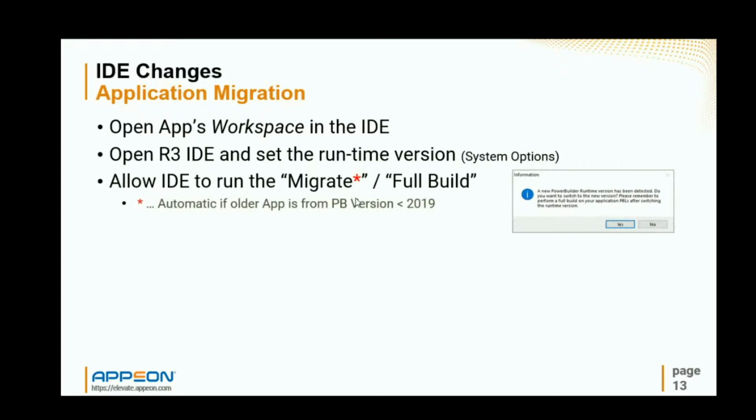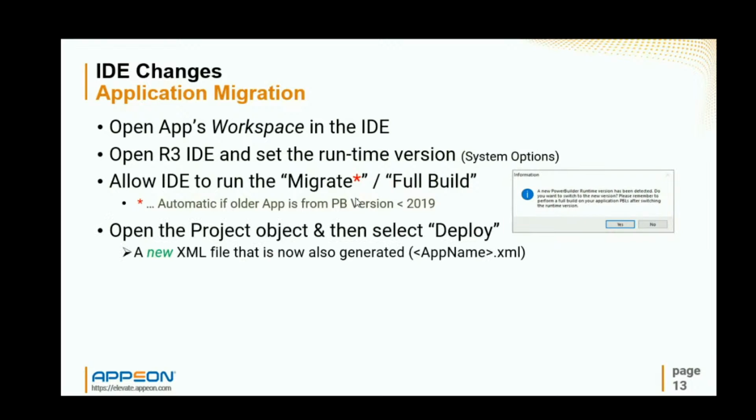Notice that if the application is less than build 2019, say for example you're coming from PowerBuilder 2017 or an earlier version of SAP Sybase PowerBuilder 12, 11, etc., you'll get a prompt to migrate. Otherwise, the migrate will not be there if you're going from 2019 R2 to 2019 R3. However, it will automatically, when you restart the IDE, ask you that there is a new version and then proceed to do the full build, which you need to do.